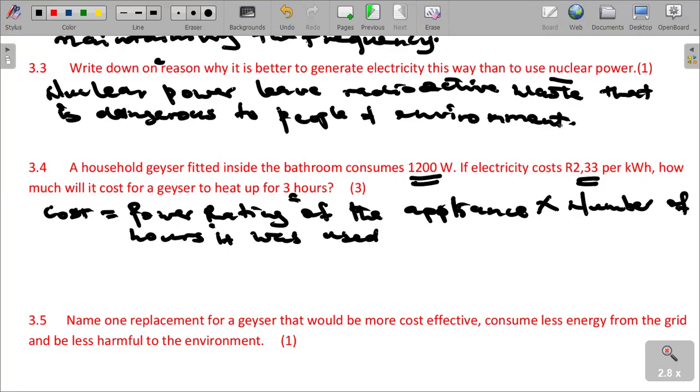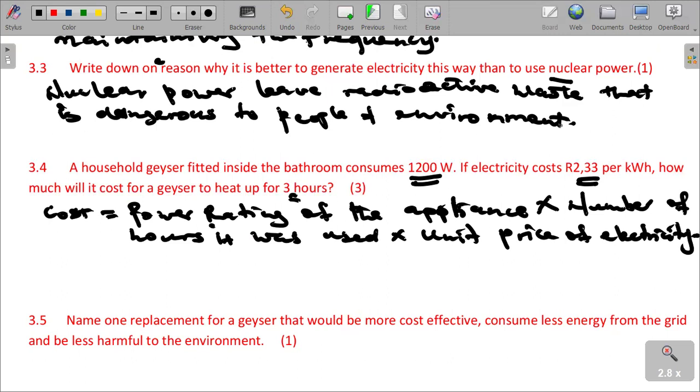You understand? And then multiply by the unit price of electricity. That is how we calculate the cost of electricity.